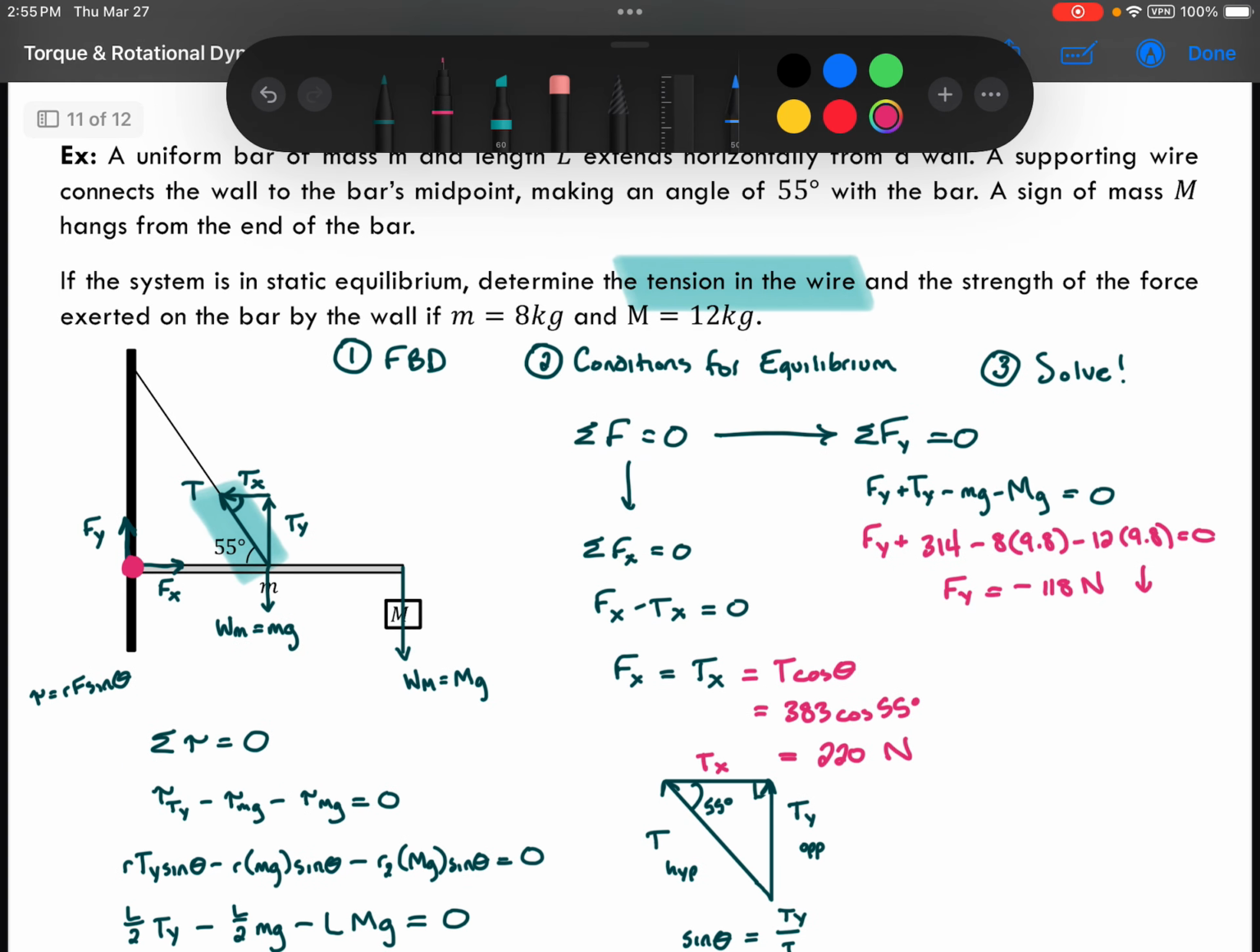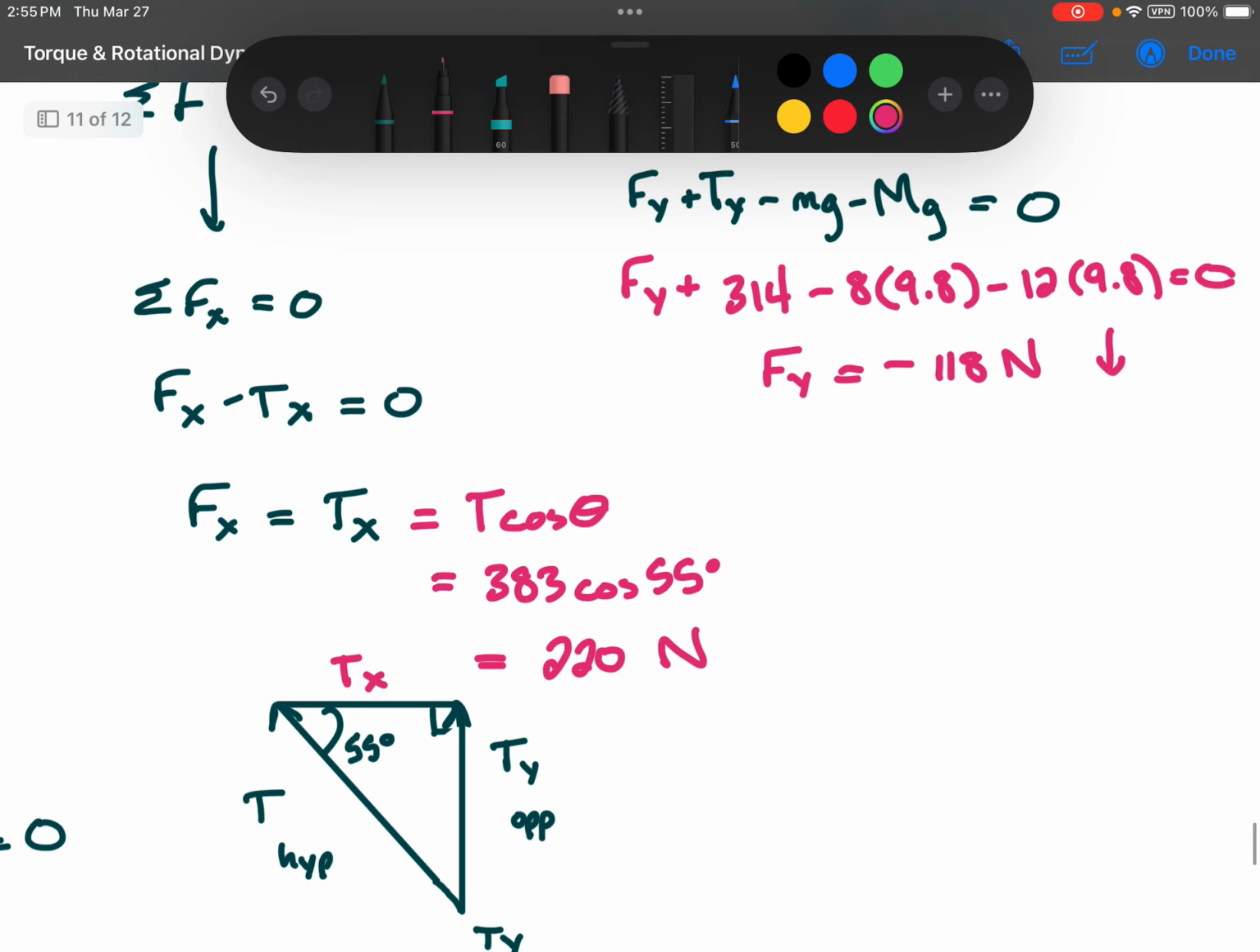All right, last bit. It doesn't want the components. It wants the actual force itself. So we have one last bit of trig to do, our Pythagorean theorem. So we have Fx, Fy, but we are looking for the magnitude F, which is our hypotenuse of this right triangle. And so we can use, like I said, the Pythagorean theorem.